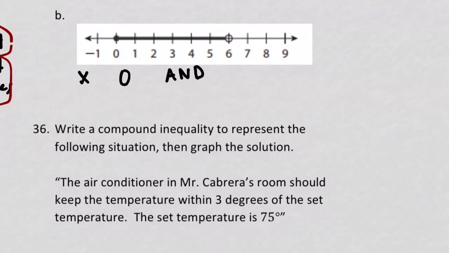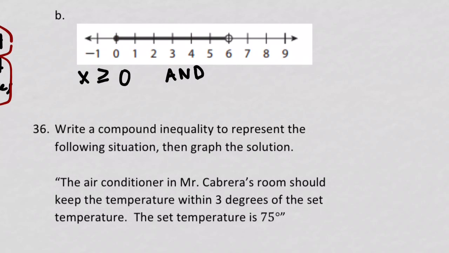Now, if you look at the way it's shaded, is it shaded to the left of 0 or to the right of 0? Meaning, is it less than 0 or greater than 0? Since it's shaded to the right, which are all the numbers that are bigger than 0, it's greater than 0. Now is it open or closed? This is closed, so we're going to put the equal sign there.